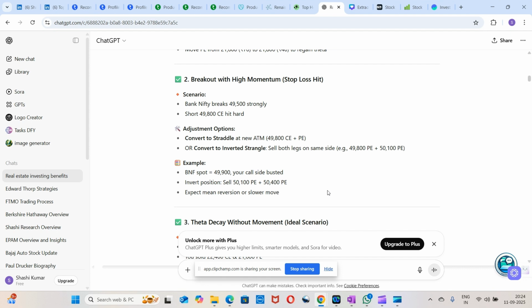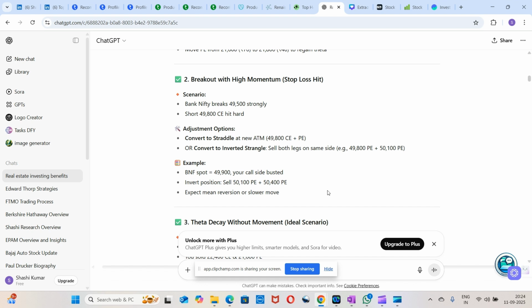Or you could do another adjustment. You would convert this into an inverted strangle and sell both legs on the same side, because P is giving profit and C is hit with the stop loss. You remove that stop loss leg, and you add 49,800 P and 5,100 P. So you will sell on the same side. You will take a directional view in this particular case. So you'll convert your non-directional range bound view to a directional view here.